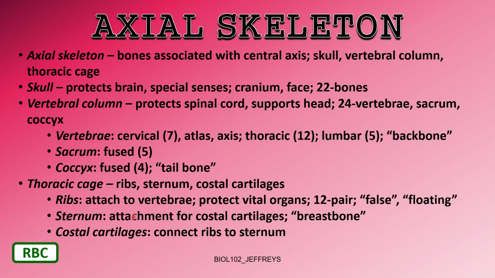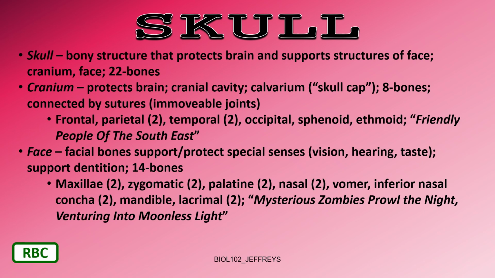The sternum is also known as your breastbone. It's the attachment in the front, or the anterior part of the body. The ventral portion is the attachment for the costal cartilages, and the costal cartilages are just strips of cartilage, you know what cartilage is, that connect the ribs to the sternum. We'll look at the diagram in a second.